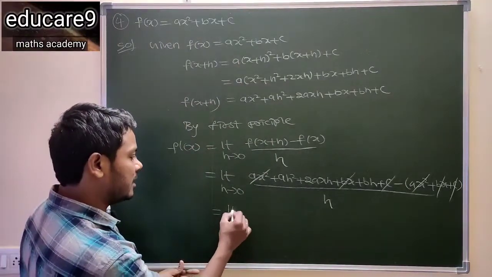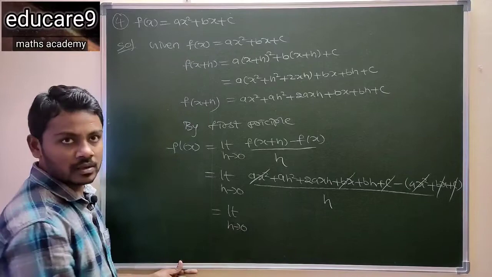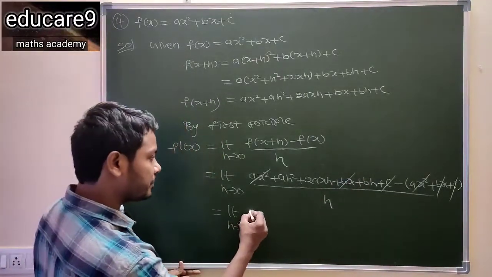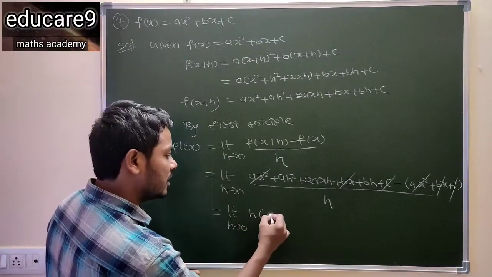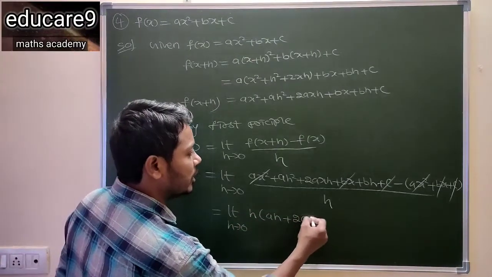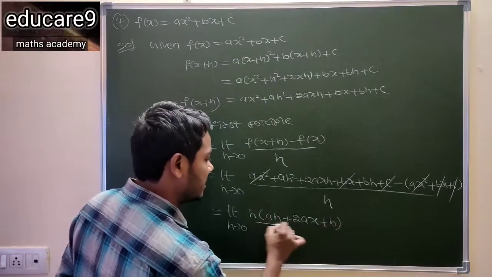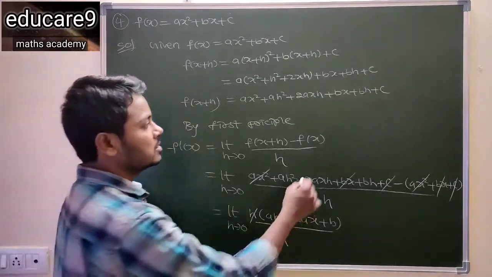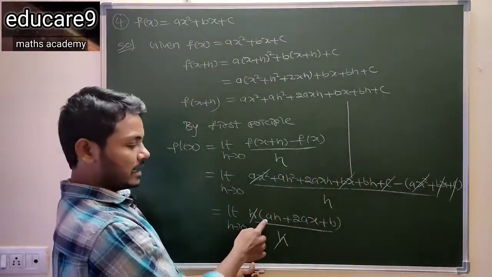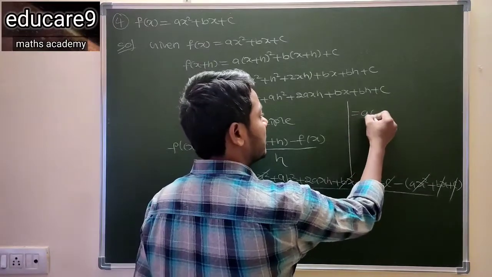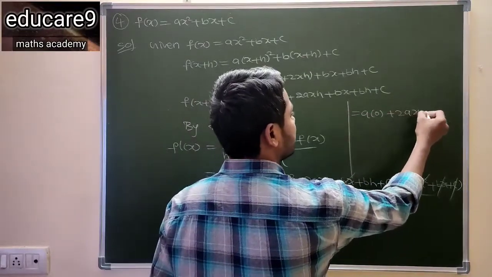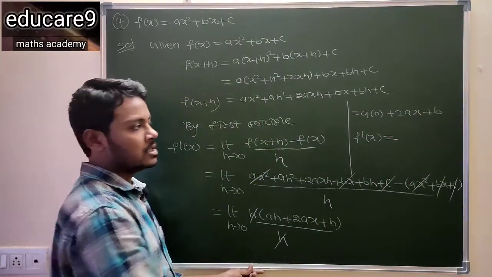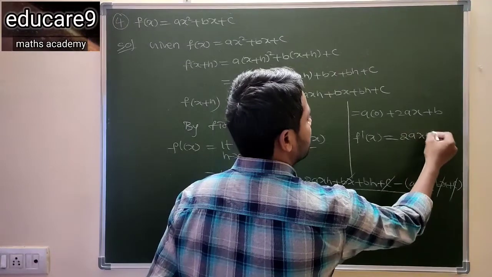So you will get limit h tends to 0. Here in all terms h is common. h times of ah plus 2ax plus b divided by h gets. Now apply the limit. So this is a into 0 plus 2ax plus b. Therefore f dash of x is equal to 2ax plus b.